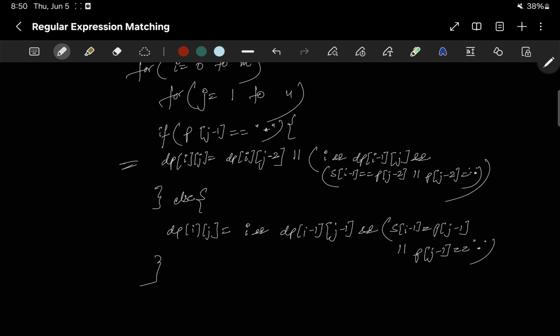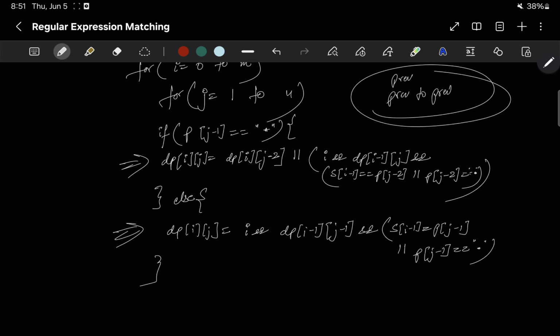All you need to be careful is with the conditions. Two conditions, one star, one not star. When it's not star, it's pretty straightforward. You only need to compare the previous character. When it's star, you need to compare the previous to previous, these two characters, right? And you will have your answer.